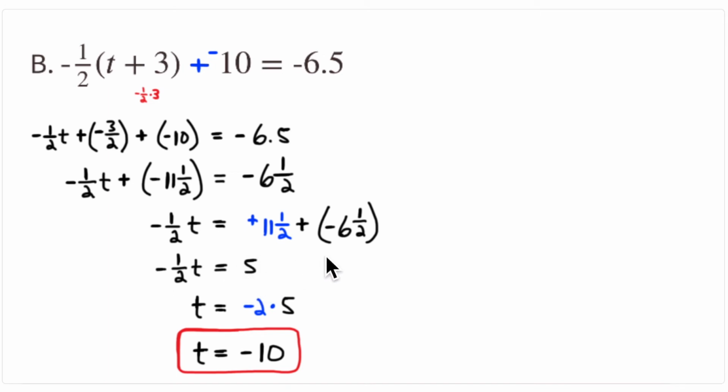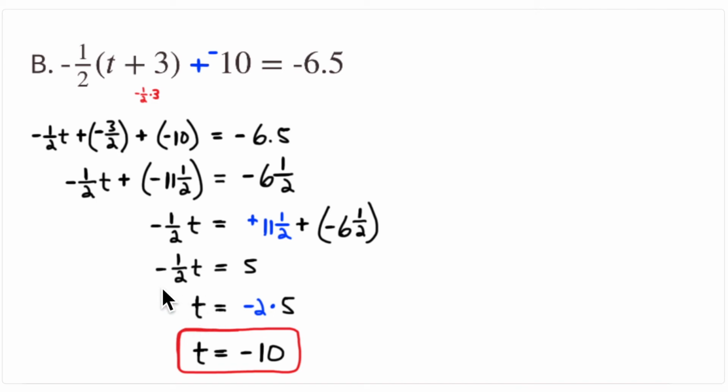Several ways to think about it. I learned to think about this as 11 1/2 plus a negative 6. It gives you 5 1/2 plus another negative 1/2 will bring you to 5 as the answer. A couple of different ways to think about that. A negative 1/2 t equals 5. So to get rid of this coefficient, negative 1/2, we're going to multiply by the multiplicative inverse, which is negative 2. So negative 2 times a negative 1/2 is equal to 1, and you have 1t.